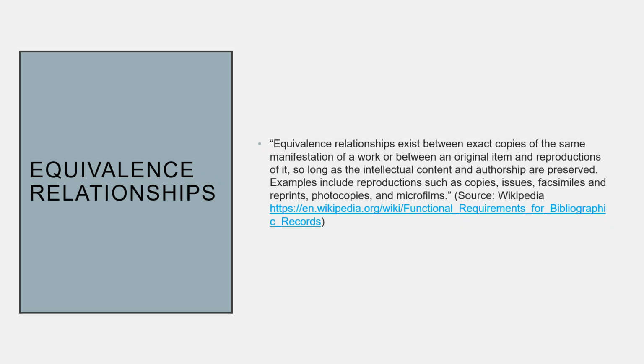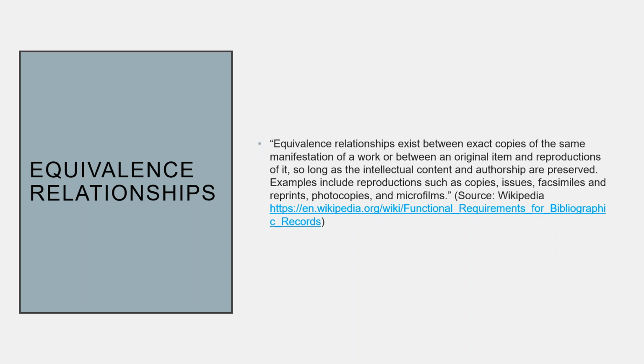So the equivalence relationships exist between exact copies of the same manifestation of a work or between an original item and reproductions of it, so long as the intellectual content and authorship are preserved. So examples include reproductions such as copies, issues, facsimiles and reprints, photocopies, and microfilms. So in an equivalence relationship, the content needs to be unchanged.